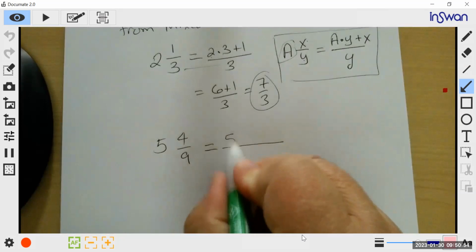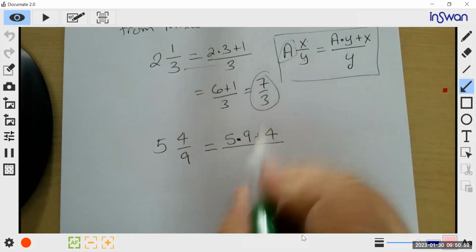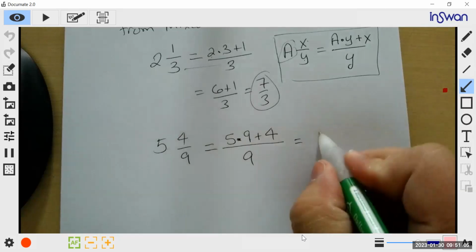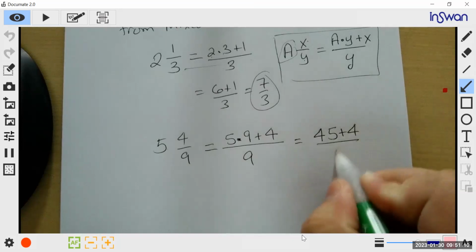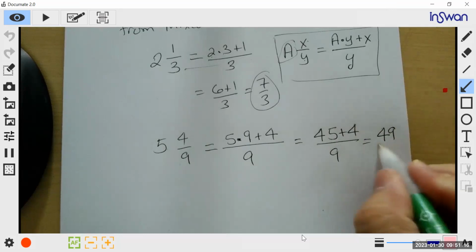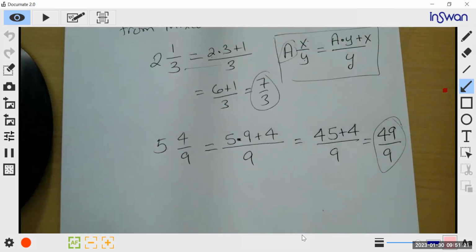So it's 5 times 9 plus 4 over the denominator. 5 times 9 is 45, plus 4. 45 plus 4 is 49 over 9. That makes sense? Want to do a couple more?